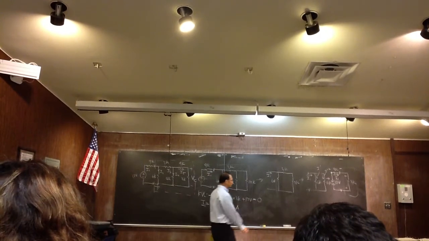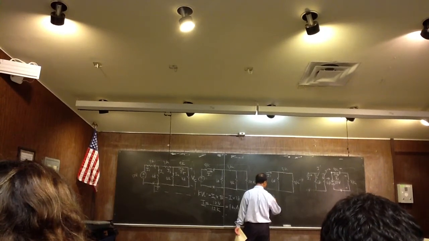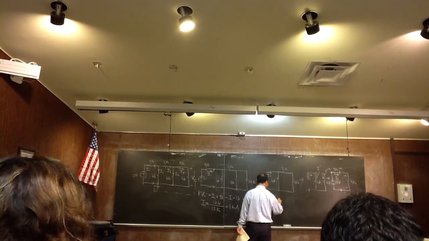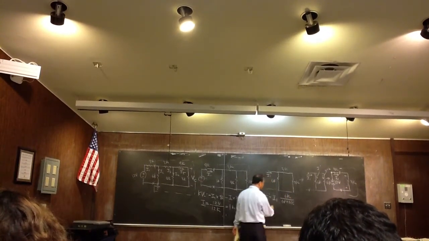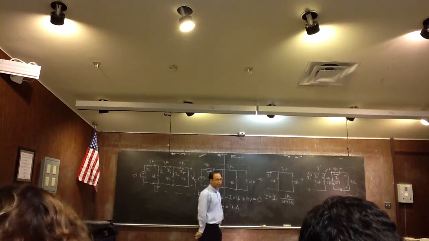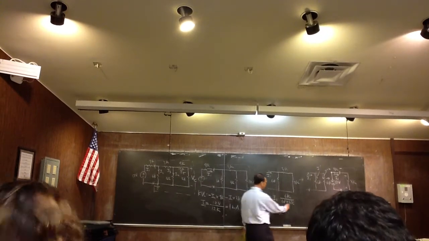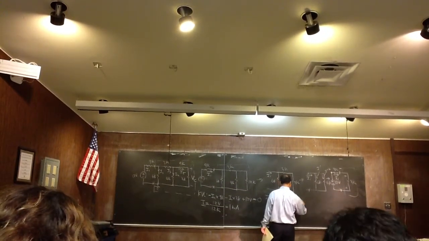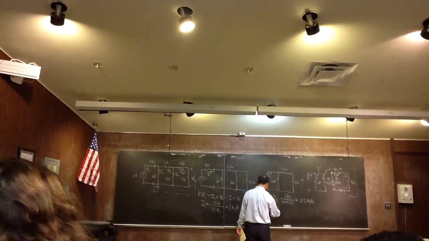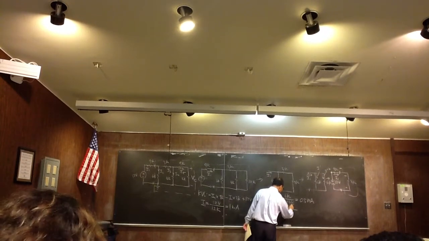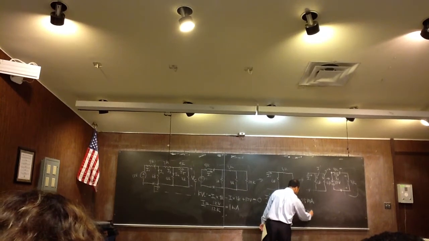Right? Okay, so I'm going to use the current divider rule. I prime is equal to I1 times what? 6K plus 6K, and 6K on top. This is the current divider rule, right? So it becomes what? 0.5 milliamp. I double prime is I1 times the same thing. 0.5 milliamp.